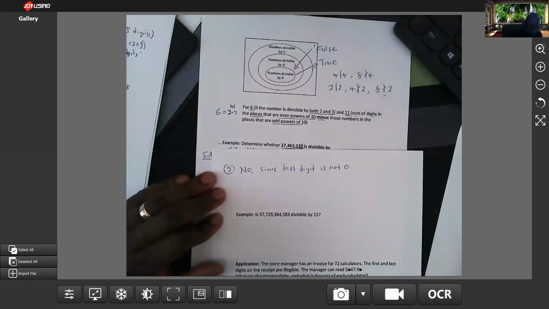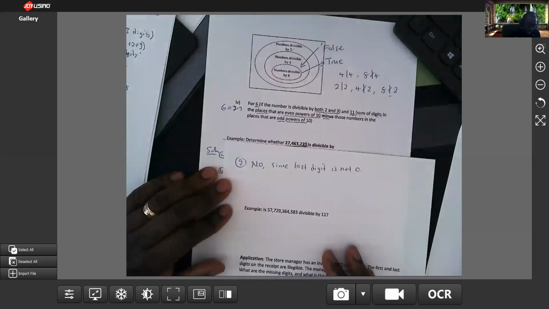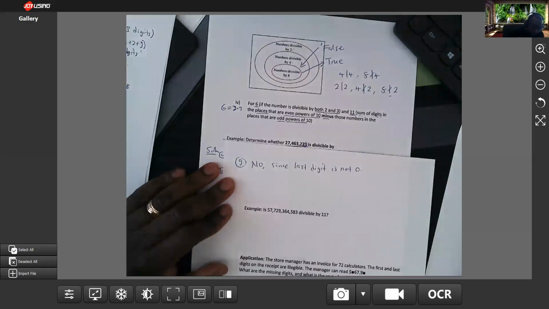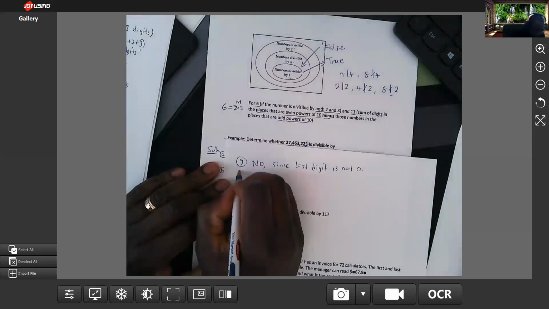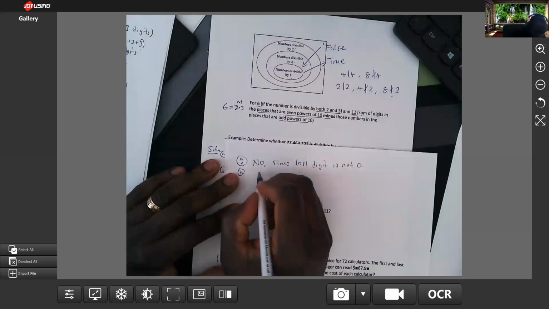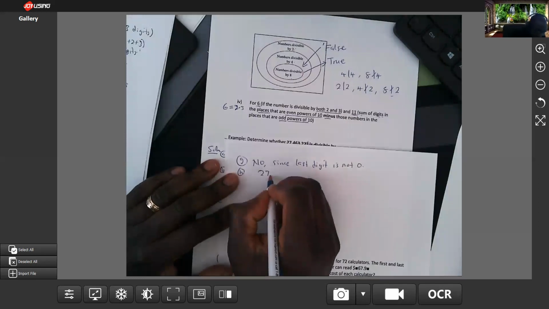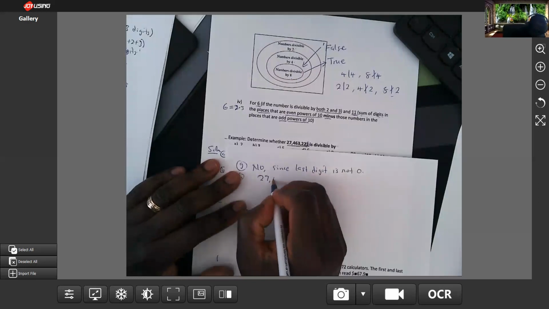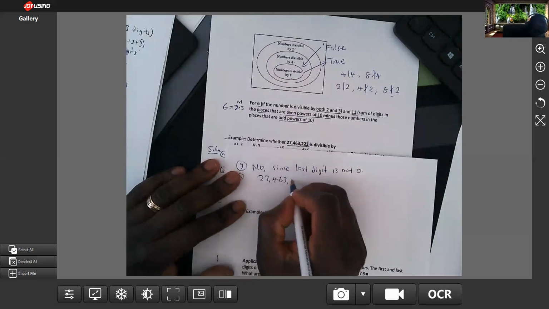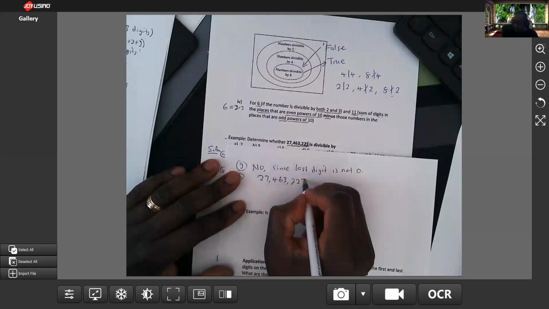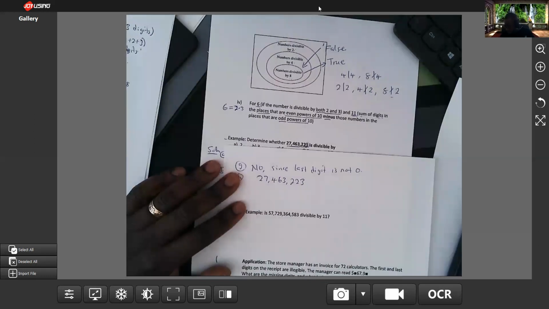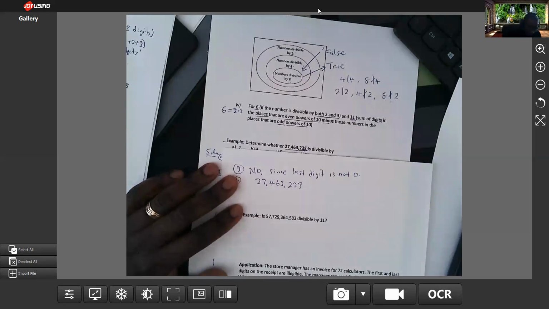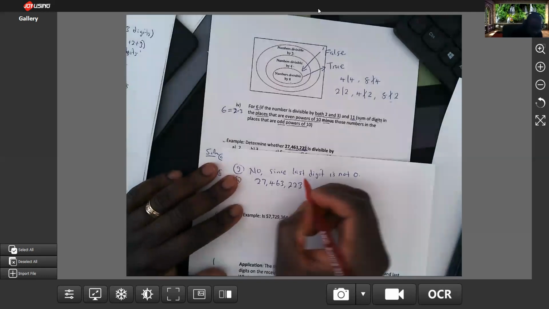Then it's 11. For 11, we find the sum of the even powers, and then the sum of the odd powers of 10, and then find the difference. So let's look at H. First we want to write the number again. I need to write it carefully here: 27,463,2,2,3. Now we have to write the place values, the powers.